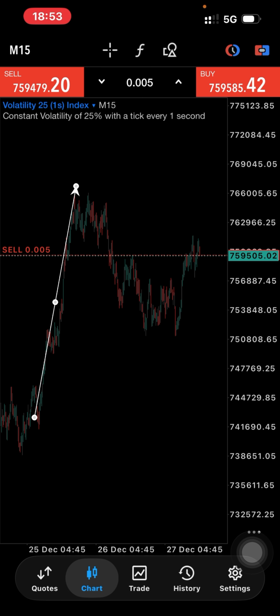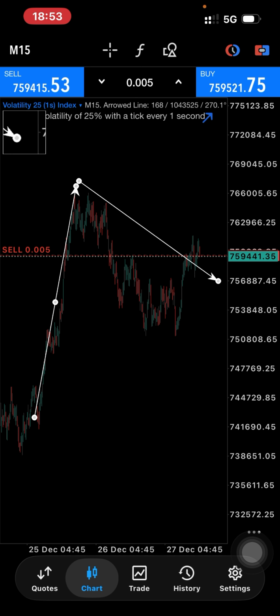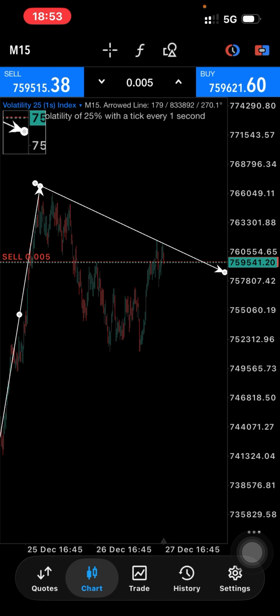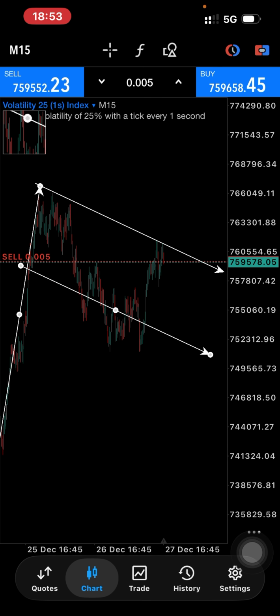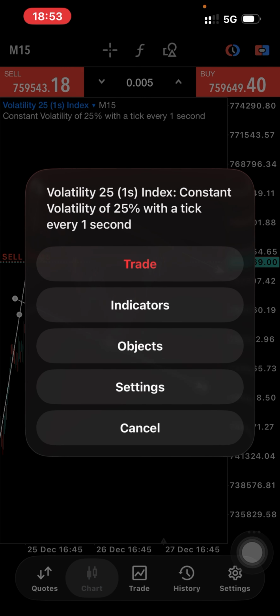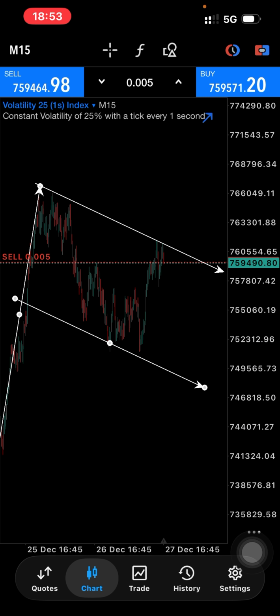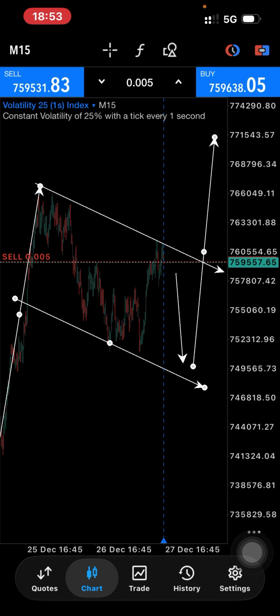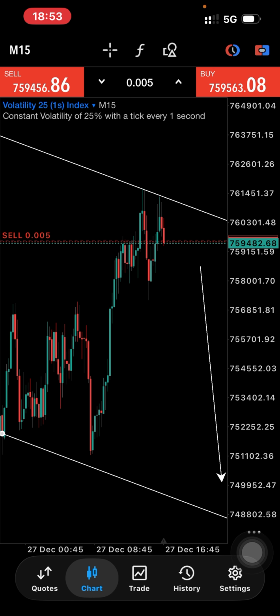So at this area here, we are having a correction. It's going to come all the way down here, and then it can push to the upside. So we're having a correction type of pattern before a push to the upside. So yeah, this is just a simple trade.